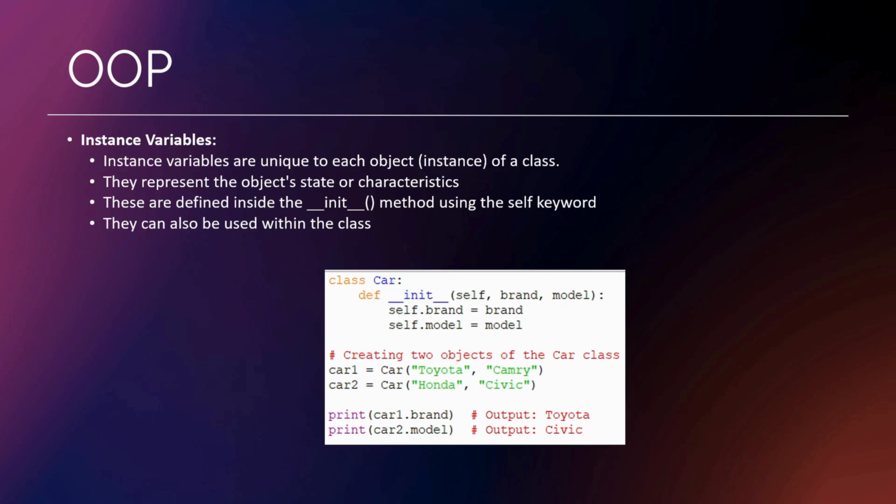In the previous one, we saw examples of both of these. Characteristics would be the model of the car, the year of the car, the name of the car. The object's state would be, is the car moving? That is what we saw. So this is also used to keep track of the object's state. Again, the first object can only keep track of its own state, not of the second one. They are defined inside the init method using the self keyword, and they can also be used within the class.